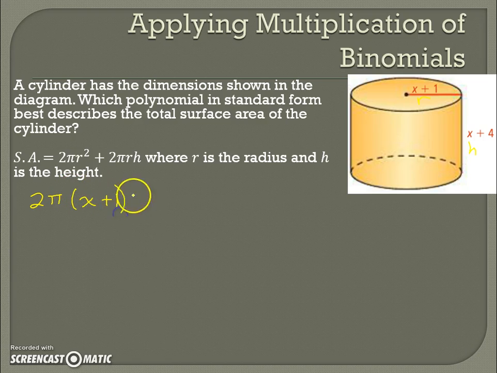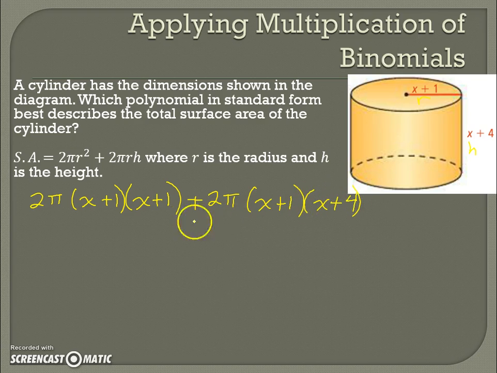And I'm going to write it out long ways, because when I square something, I'm just multiplying it by itself. So x plus 1, and then x plus 1. And then plus this part right here, I have 2 pi, the radius, which is x plus 1 times the height, which is x plus 4. Big and nasty and ugly.